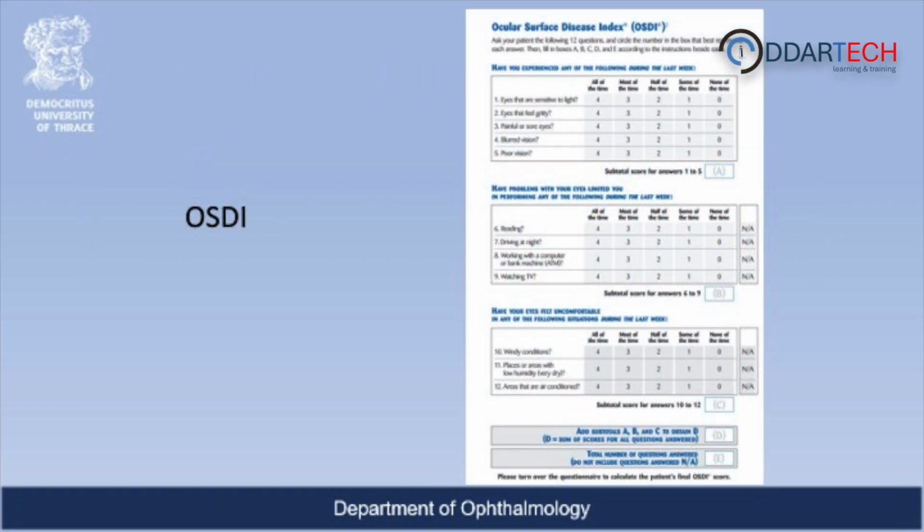The Ocular Surface Disease Index, OSDI, questionnaire consists of 3 sections: eye discomfort experienced in the past week, difficulty in performing daily activities in the past week, and discomfort under specific environmental conditions in the past week. Responses are rated on a 0 to 4 scale, with higher scores indicating greater symptom severity.